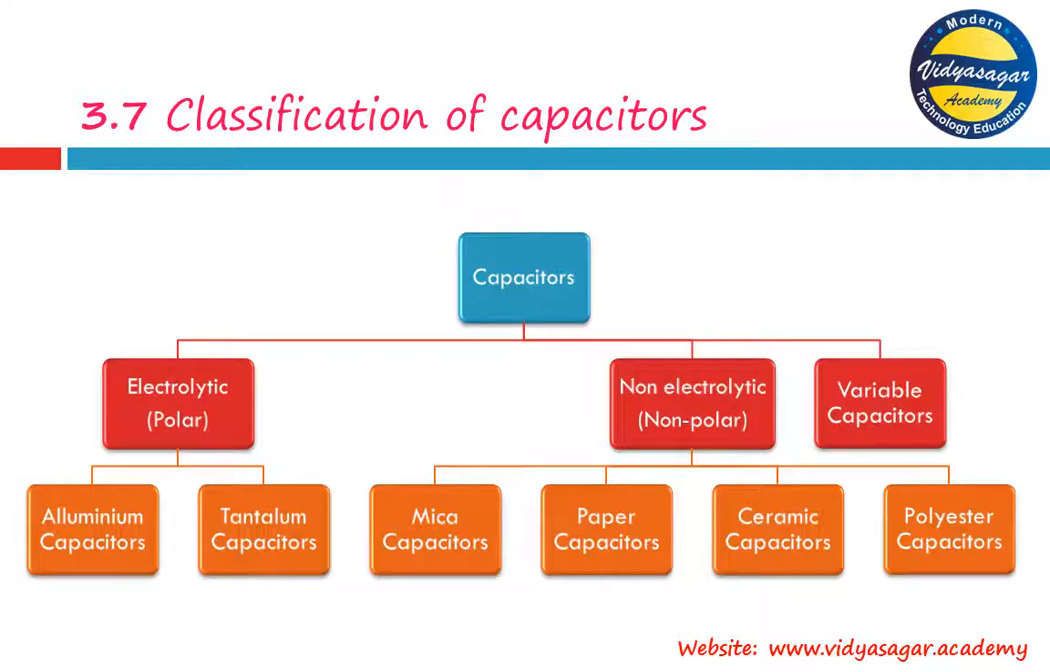Now the classification of capacitors is given in this chart. You have to recall and properly prepare this classification, because it will definitely be asked in your 11th standard college examination. The capacitor is classified into three main types: electrolytic, non-electrolytic, and variable capacitors, and they are further subclassified into different types.